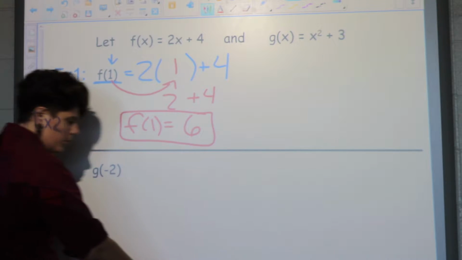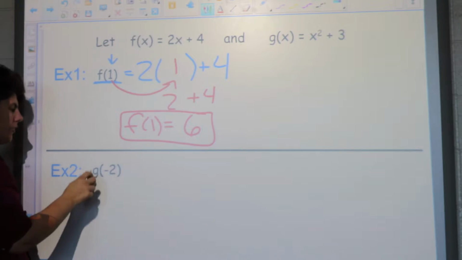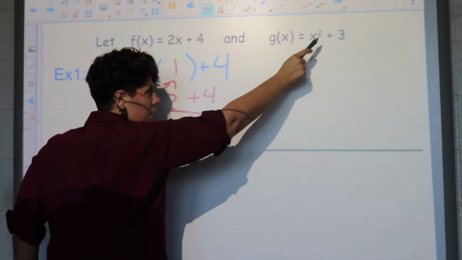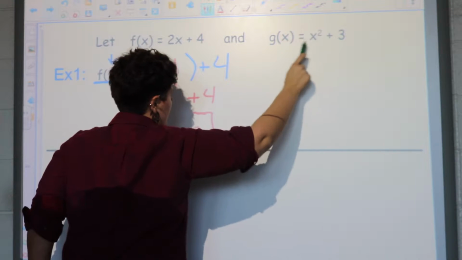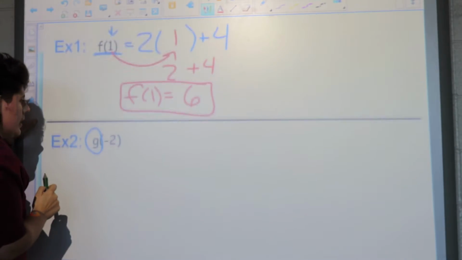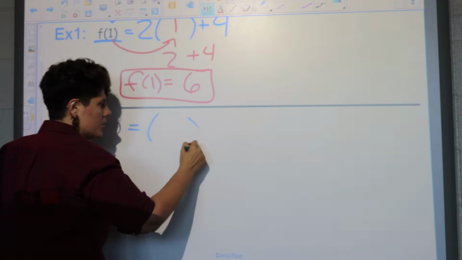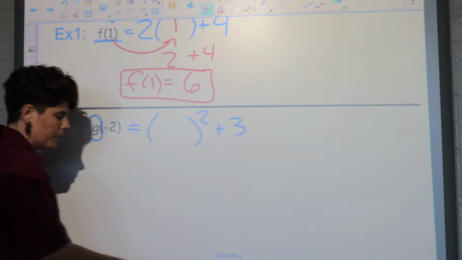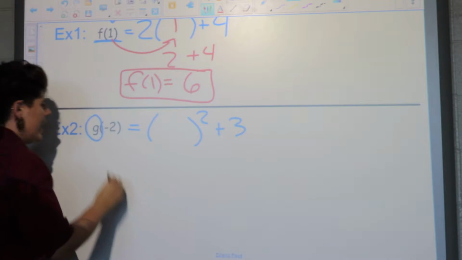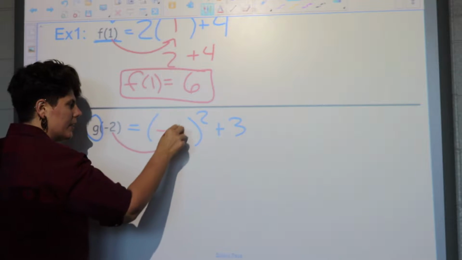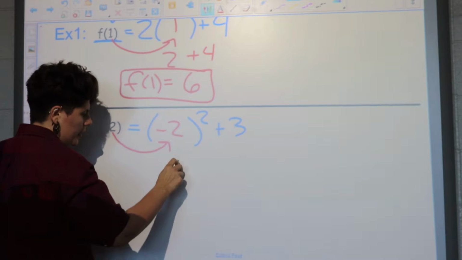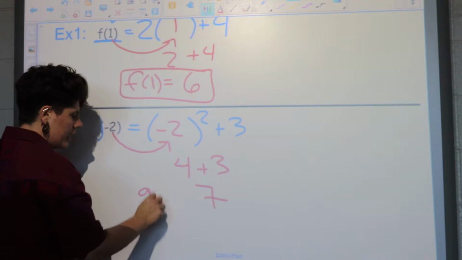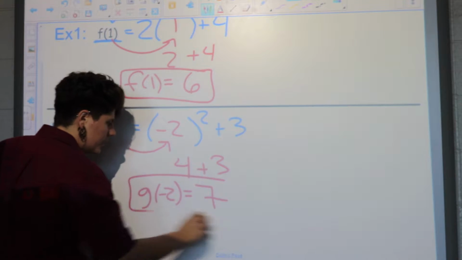For example number 2, I have g of negative 2. Since there is a g here, that means I must be using the g function. And the g function is x squared plus 3. That means I'm going to write something squared plus 3. Be sure to write those parentheses. It's going to keep you from making any careless mistakes. And I know I'm going to plug in a negative 2. So negative 2 squared is 4, and 4 plus 3 is 7. Which means that g of negative 2 equals 7.